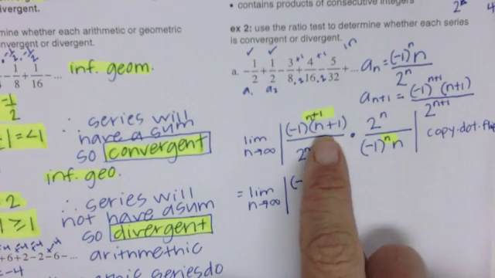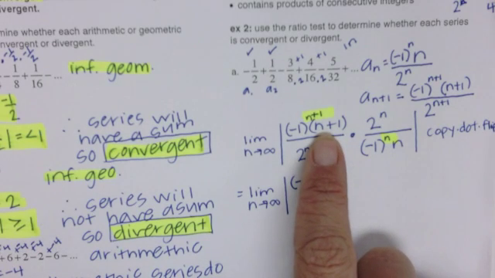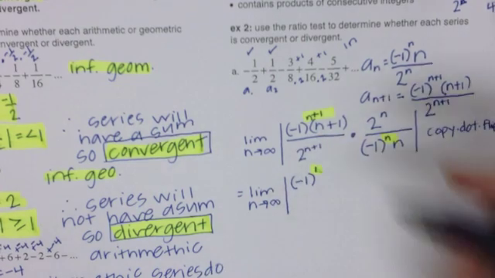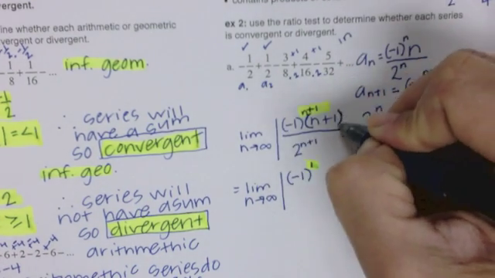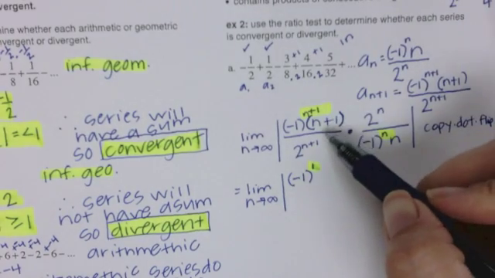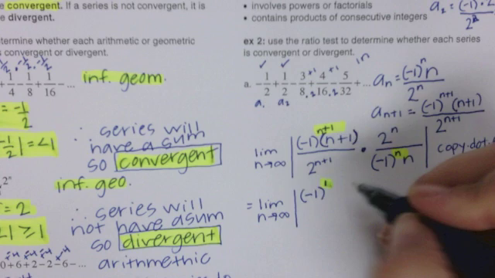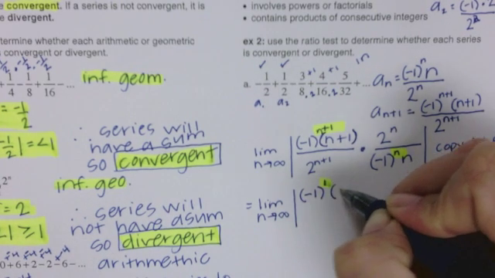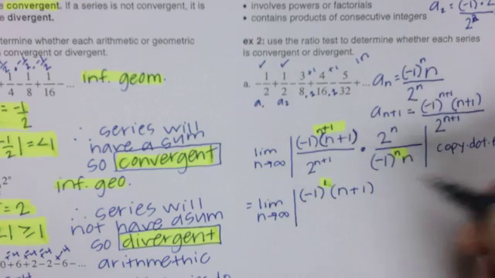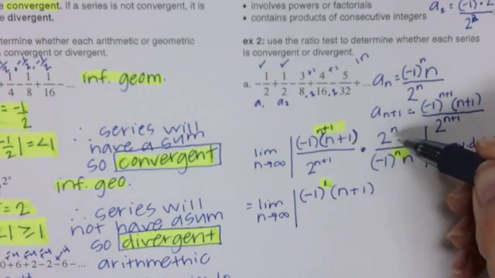Remember, you're trying to cancel out common factors, not common terms. If I wanted to cancel out anything involving n plus 1, I'd need the exact same thing in the denominator, which I don't have, so that's going to stay n plus 1. And now I'm moving on to 2 to the n.